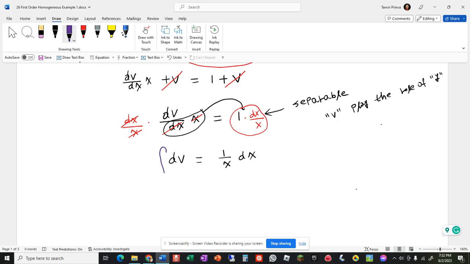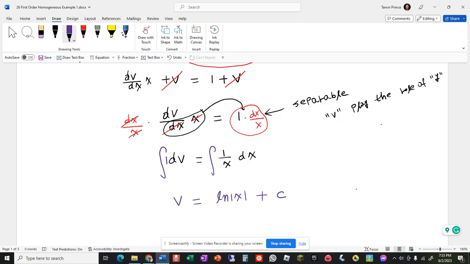So now you take the integral. The integral of 1 dv is just v, equal to, remember, we add c on only one of the sides. So I will add c on the right side. And the integral of 1 over x is ln of x plus c. That's the constant of integration.